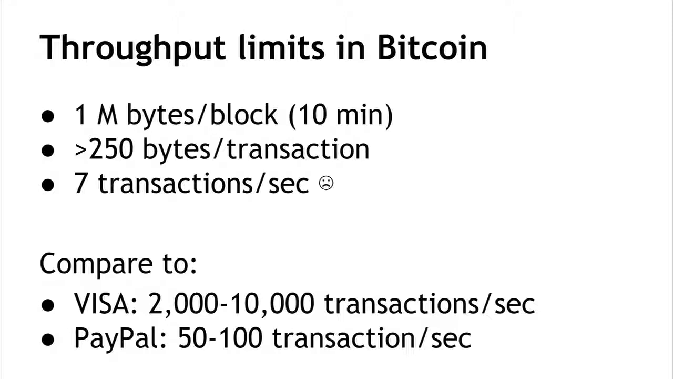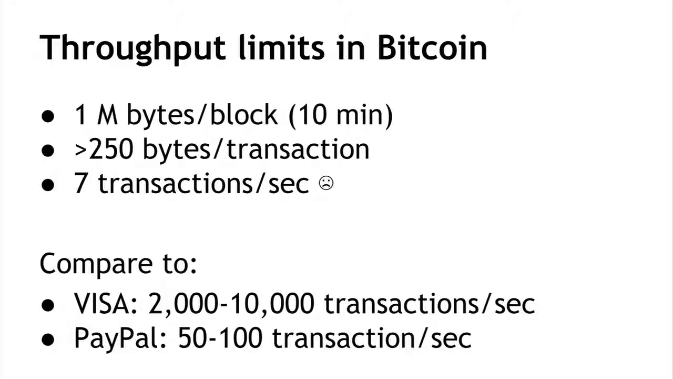Each block is limited to 1,000,000 bytes. And each transaction has to be at least 250 bytes. So if you divide through and the fact that blocks are found every 10 minutes, you're left with about 7 transactions per second, which is all that the Bitcoin network can handle. And it seems like tweaking those numbers would be very easy. It's just one constant in a file somewhere that you'd have to change. It would actually be very hard to change this in practice for reasons that will become clear in a few seconds.